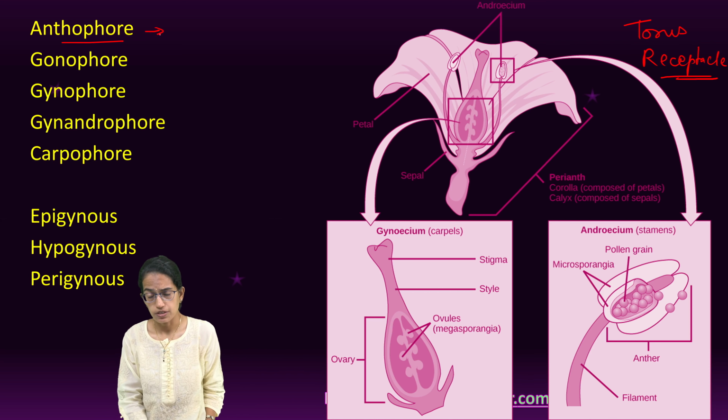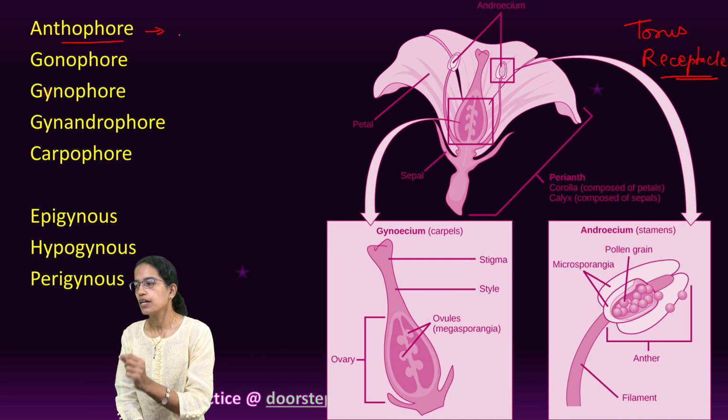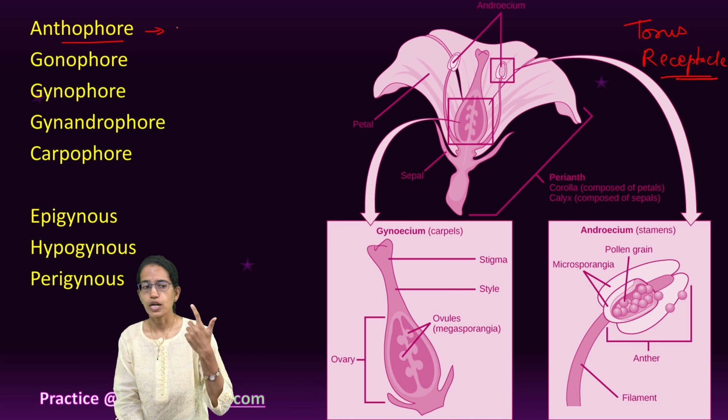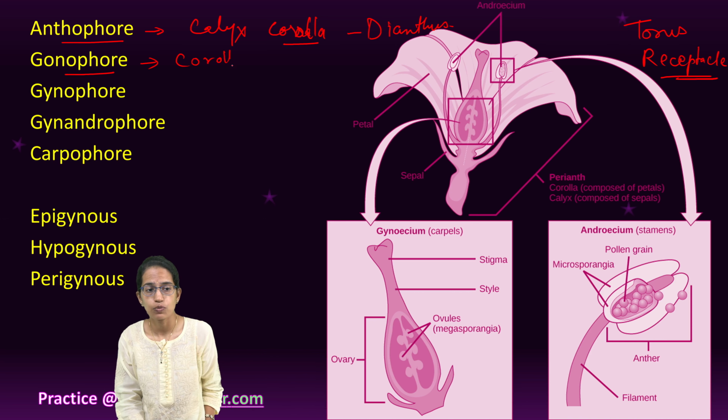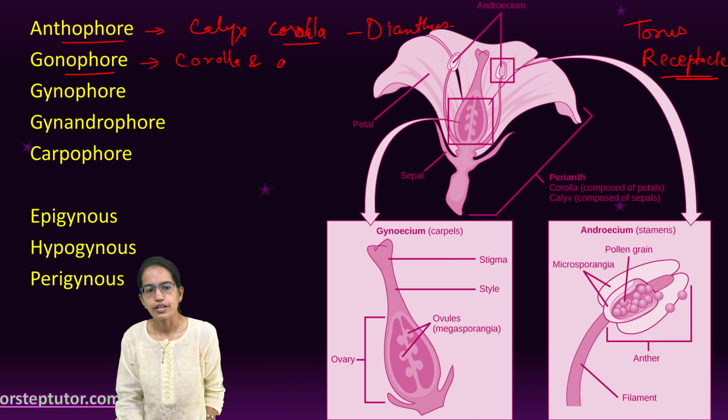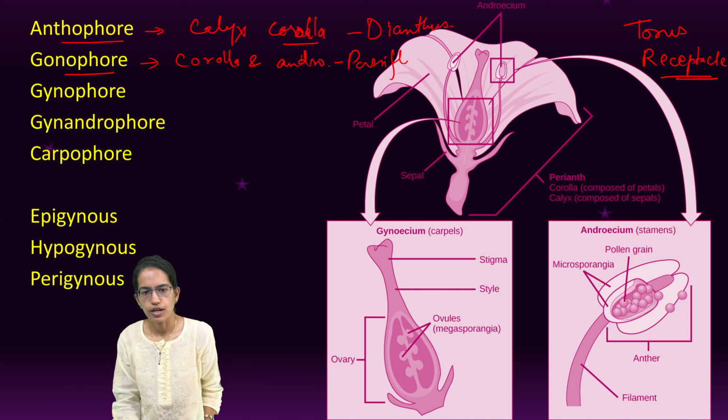Anthophore is present when the internode exists between the calyx and the corolla. That's the first whorl, which is the sepals, and the second, the petals. So we call it anthophore if it is present between calyx and corolla. Right? A good example is the Dianthus plant. The next is gonophore. Gonophore is where the internode is present between corolla and androecium. A good example is Passiflora.